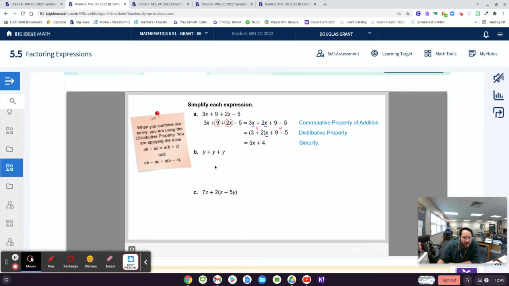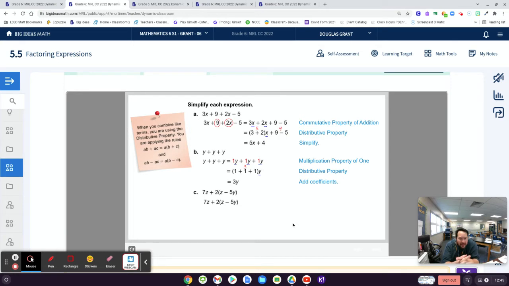Yay! All right, for B here, what do you get when you simplify y plus y plus y? Don't forget there's an invisible 1 in front of those y's, and that's the multiplication property of 1. You can show them there by just multiplying by 1. And then when you add them together, you get 3 y's. Yay, there we go.